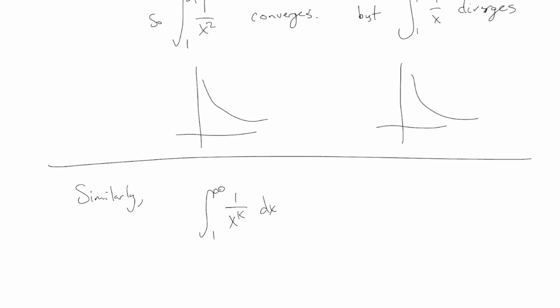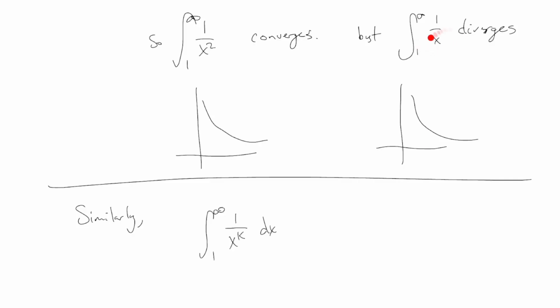The reason why 1 over x is special and different is because you get ln of x here, versus over here you just get some other power of x. And so this one also converges, I will say, for k being positive, more than 1. When that number is greater than 1, it converges. When it equals 1, or when it's less than 1, it diverges.